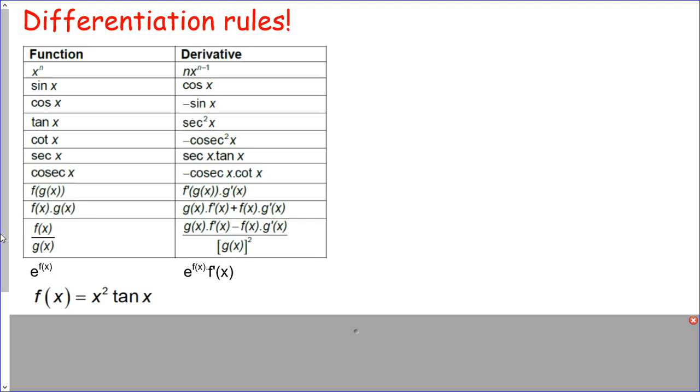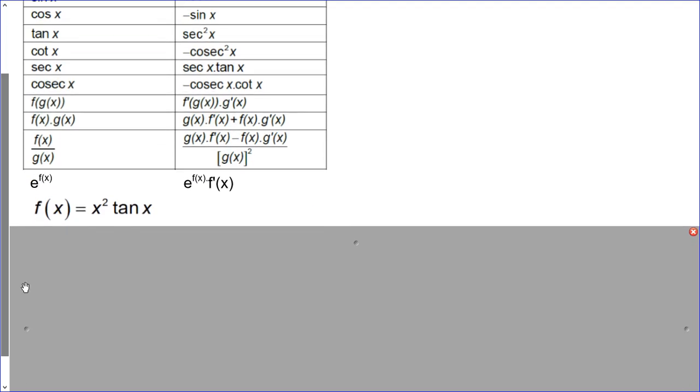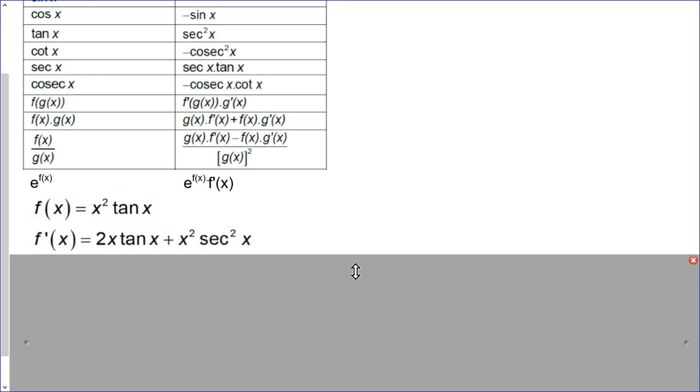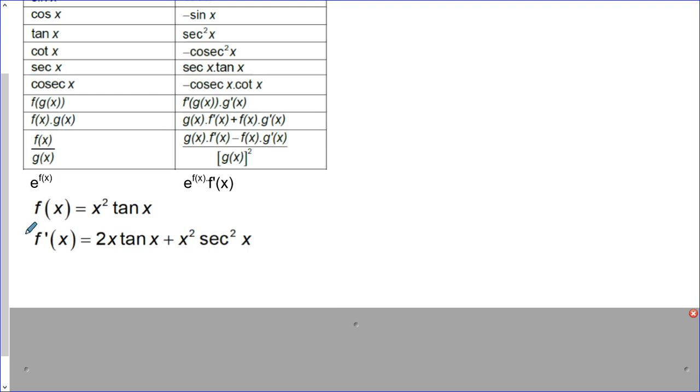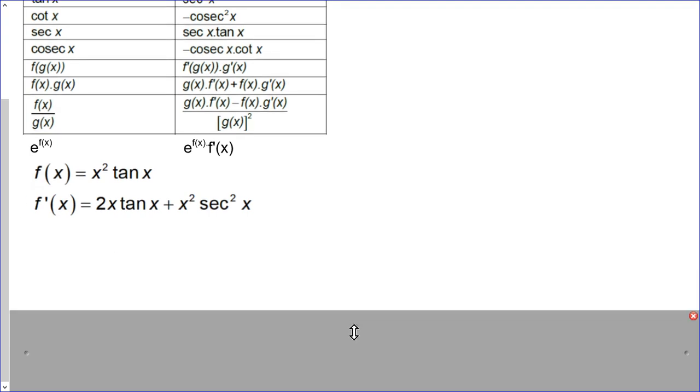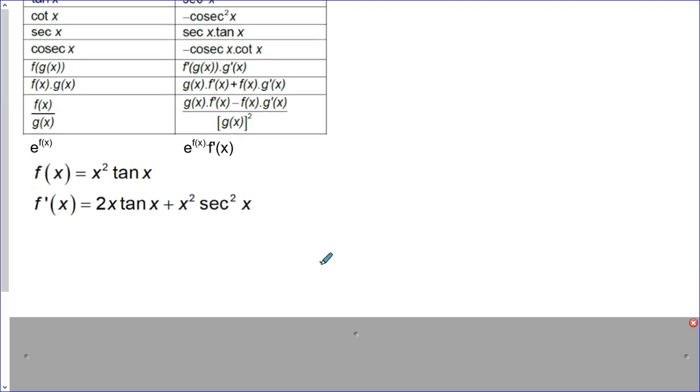Let's tackle some examples. So this first one, x squared tan x, is just a product. I'm going to differentiate the x squared and get 2x, and multiply it by tan x. Then I'm going to differentiate the tan x and get sec squared x, and multiply by x squared. Let's see if we've got some more examples. Not on this page, we don't.